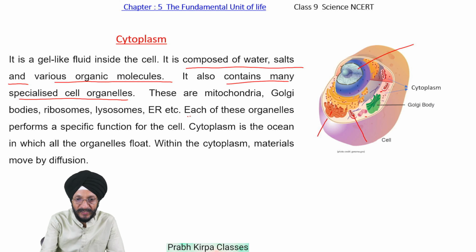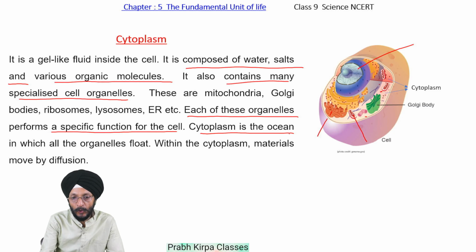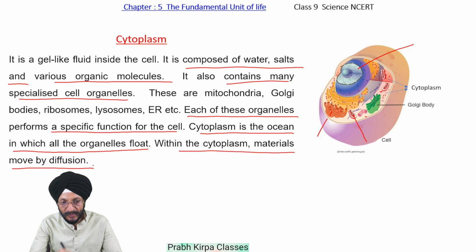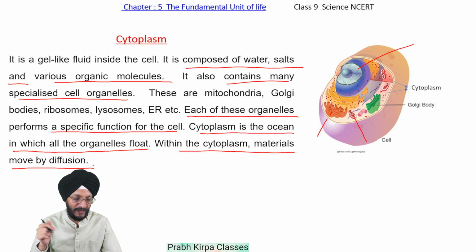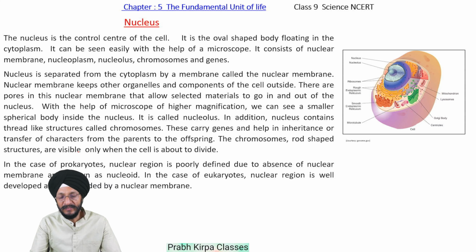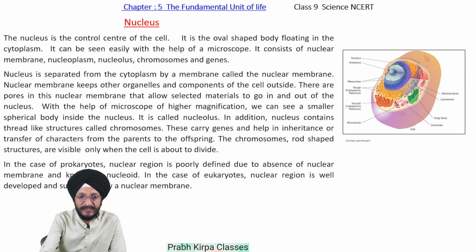Each of these organelles performs a specific function for the cell. Cytoplasm is the ocean in which all the organelles float. Within the cytoplasm, materials move by diffusion. Diffusion is the process which we have already discussed. So now, another important part of the cell is the nucleus.